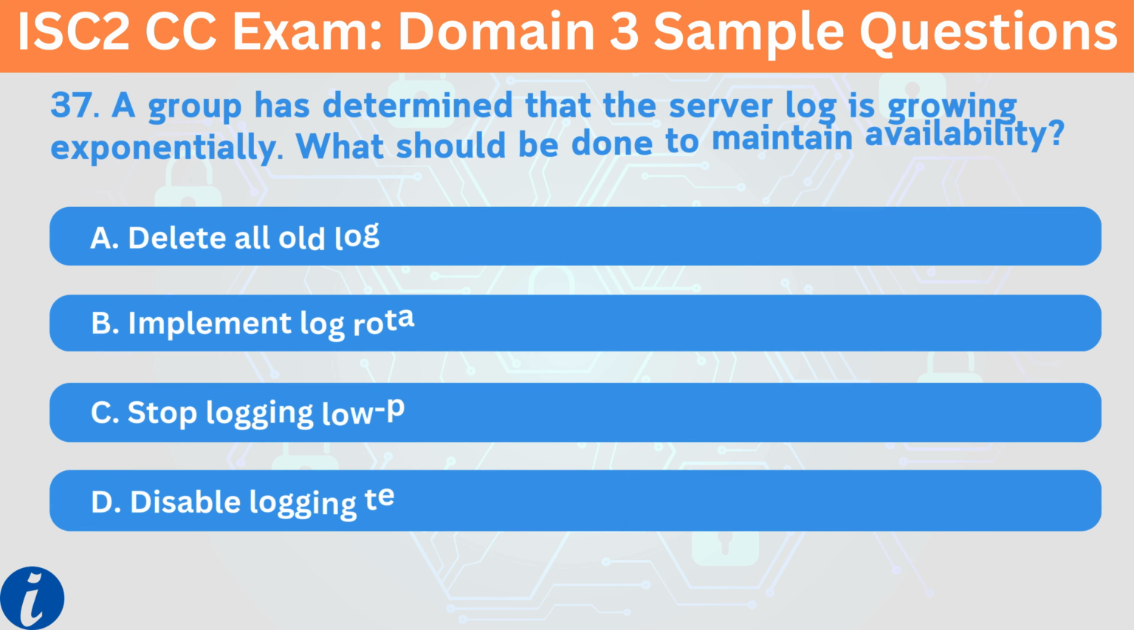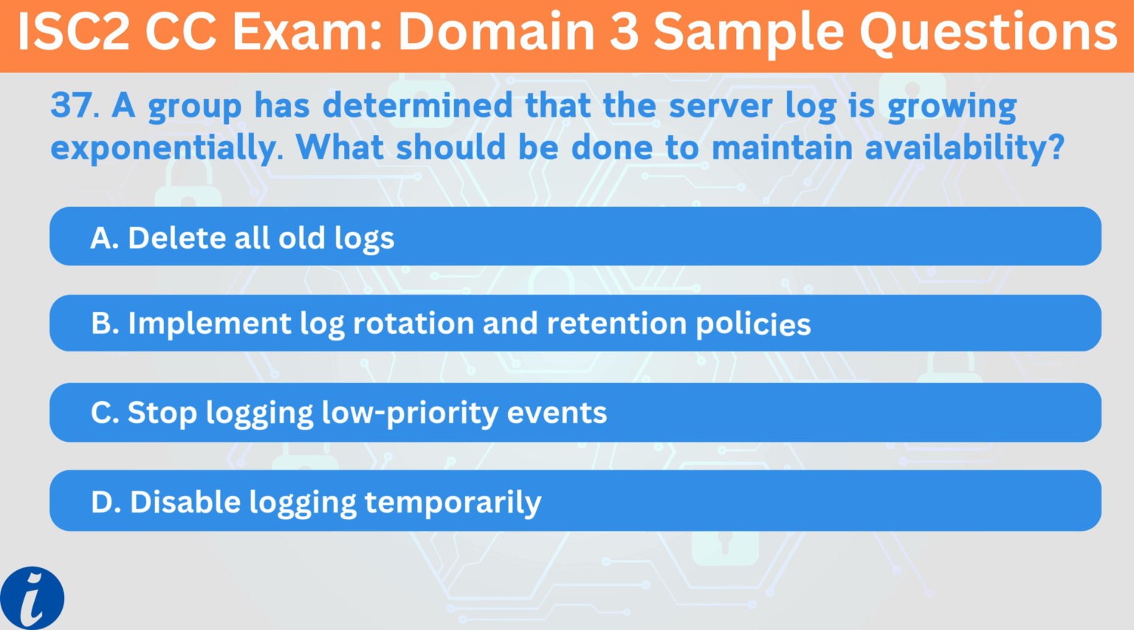37. A group has determined that the server log is growing exponentially. What should be done to maintain availability?